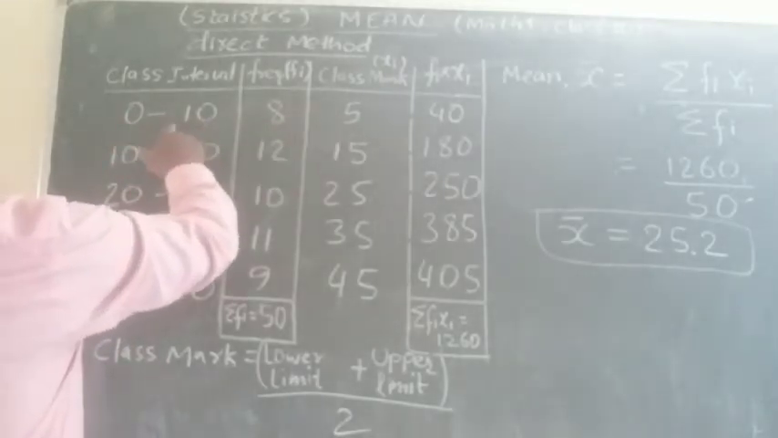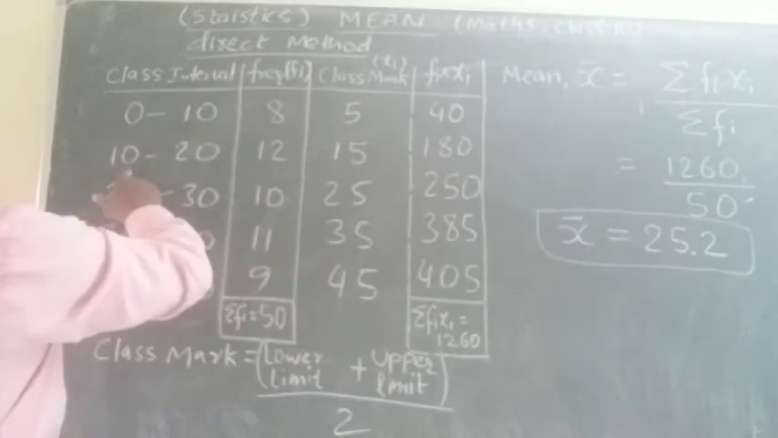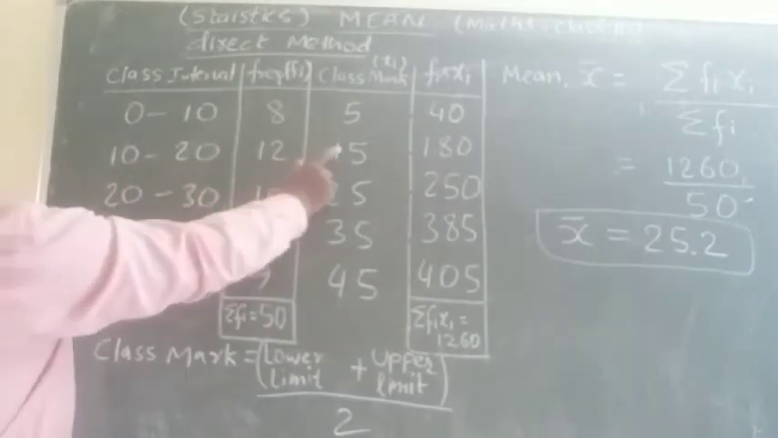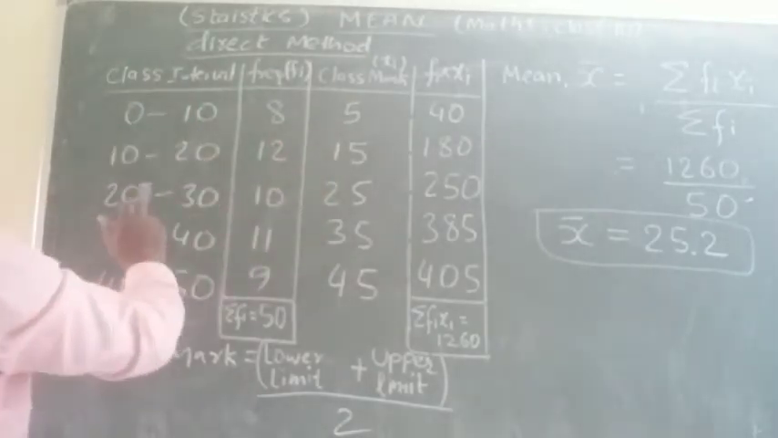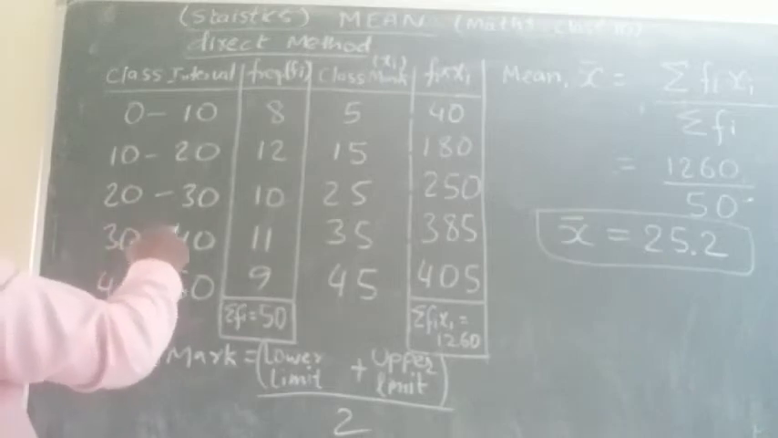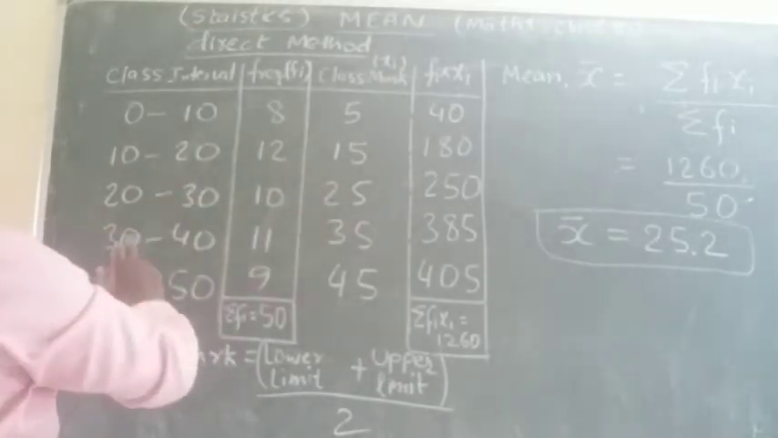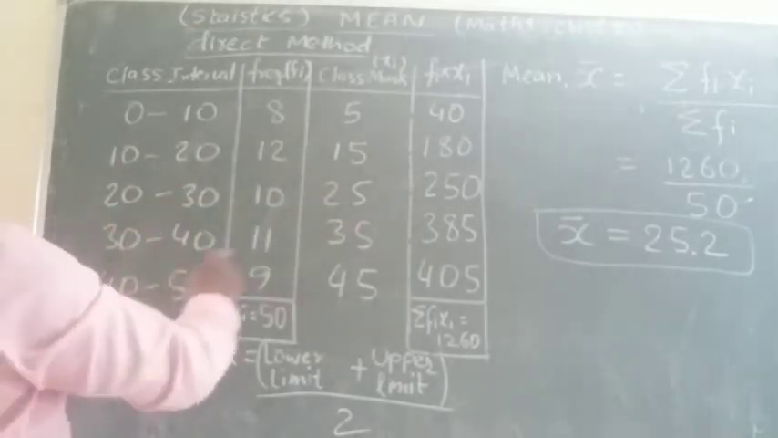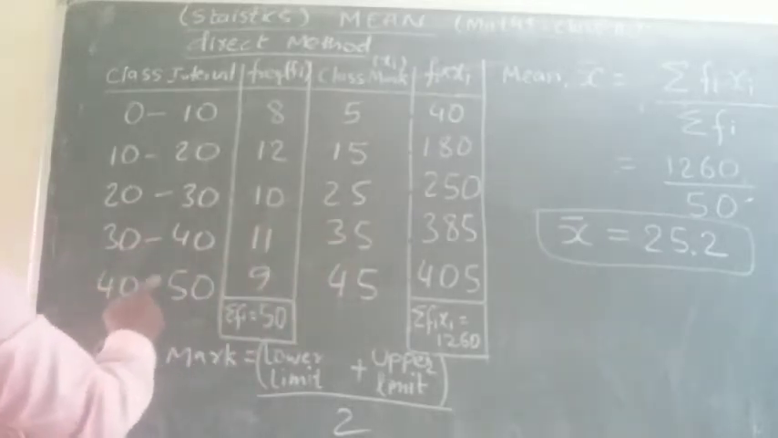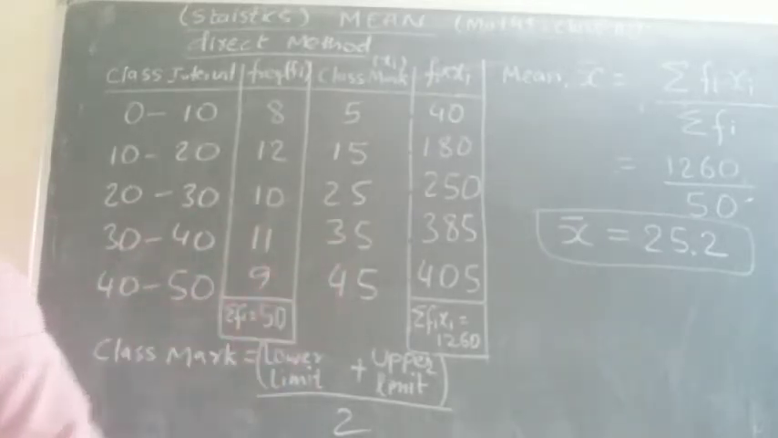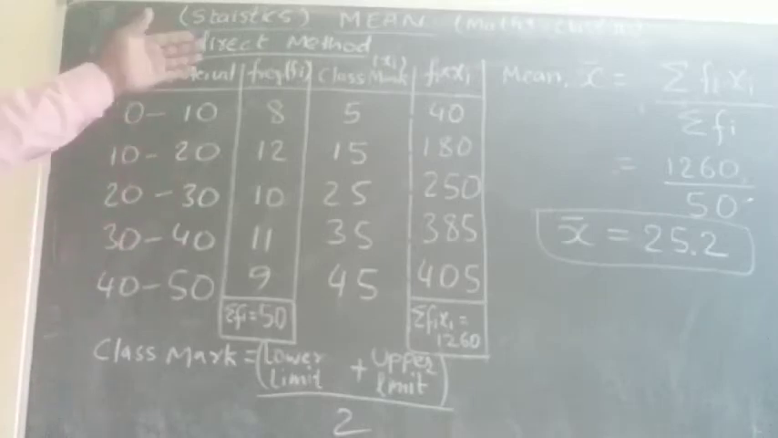0 plus 10 divided by 2 becomes 5. 10 plus 20 is 30, divided by 2 becomes 15. 20 plus 30, that is 50, 50 by 2 becomes 25. 30 plus 40 becomes 70, 70 by 2 becomes 35. 40 to 50, 90, 90 by 2, 45. Okay, so we got the class marks.